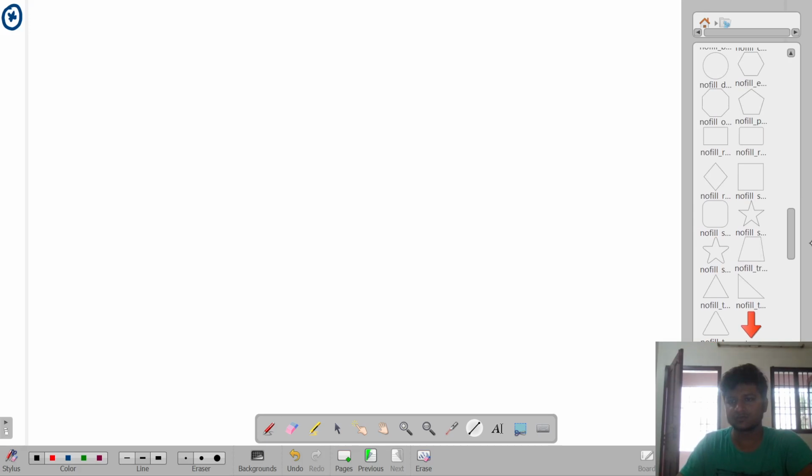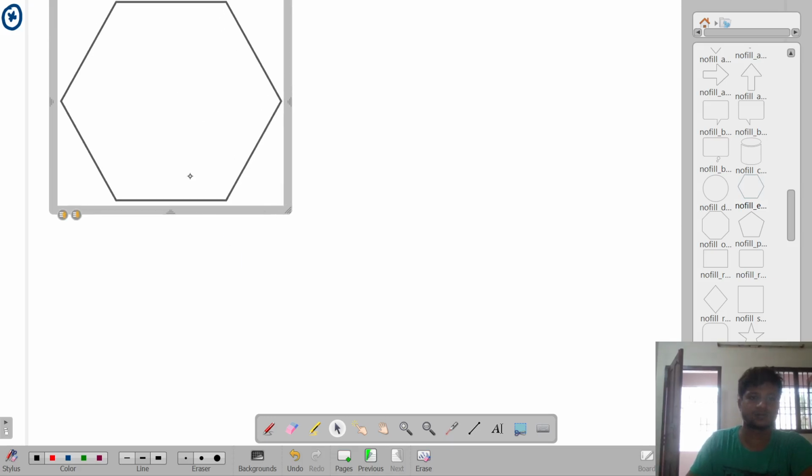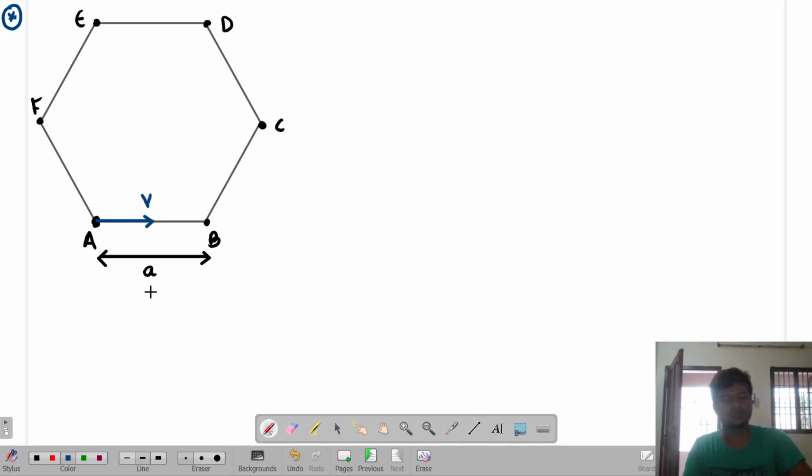Let's suppose a particle moves from, let's say there are points A, B, C, D, E, and F, and each side of this hexagon is of length a, and a particle starts from point A and starts traveling along this direction with the speed how much? V. The speed of the particle is V.